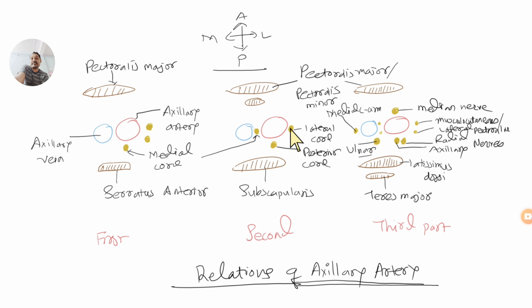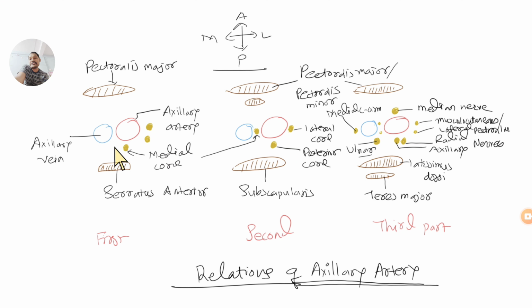Lateral cord never changes its position. Lateral cord is always in the lateral position. Medial cord is initially posterior, then it rotates to the medial side. You can see here, medial cord going to the medial side. Initially it is posterior. So the names of the cords are as per their position in the second part of the axillary artery. How are they related?